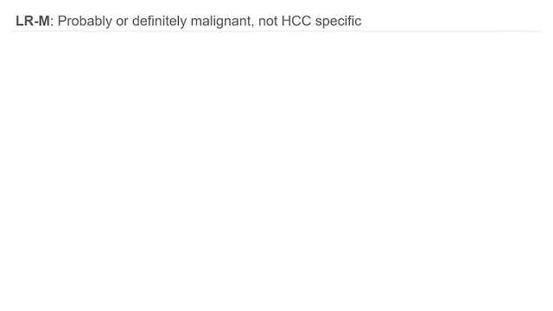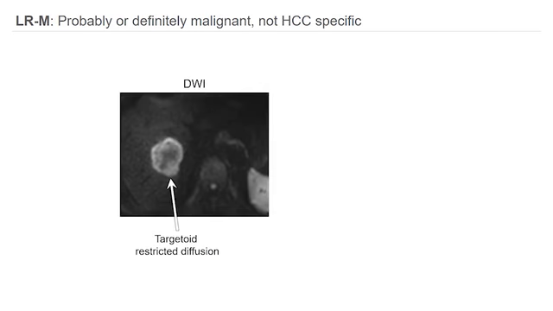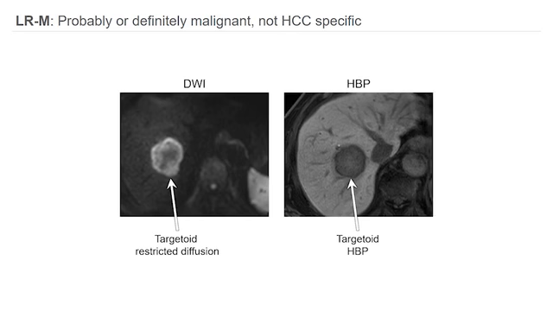We can also have targetoid appearance on diffusion-weighted imaging and on hepatobiliary phase images. And again, you can see this theme of concentric target-like appearance. It is a feature of non-HCC malignancy. Again, important to remember, you need only one LR-M feature to categorize a lesion as LR-M. And another important thing to remember is that the LR-M category does not exclude HCC, and a good proportion of HCCs, atypical HCCs, will fall into this category.